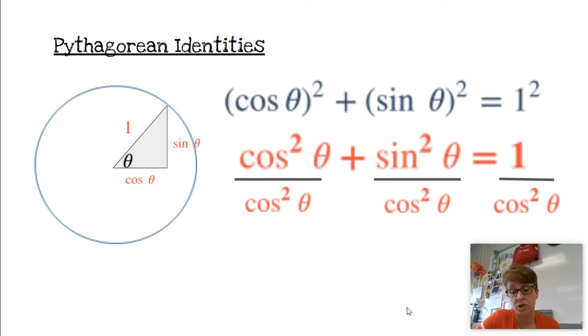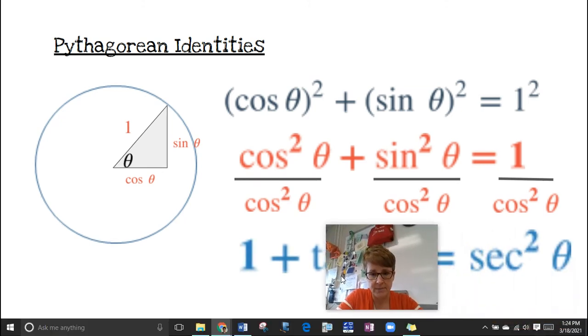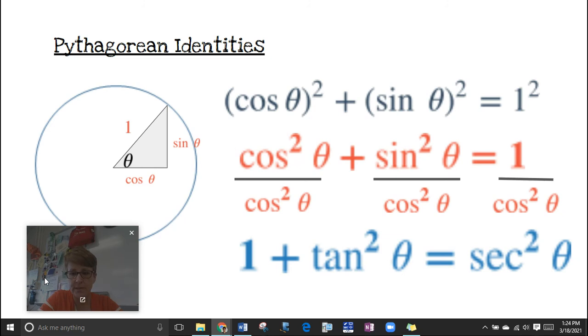The last term in the equation, 1 over cosine squared, again reminds me of something we just talked about. 1 over cosine is a secant. It's a reciprocal. So 1 over cosine squared must be secant squared. And that is the next identity. And I'm going to move my little, there we go. Now we can see it.